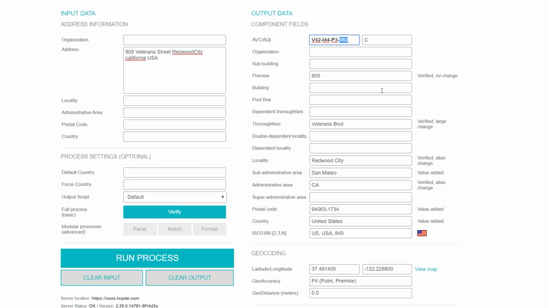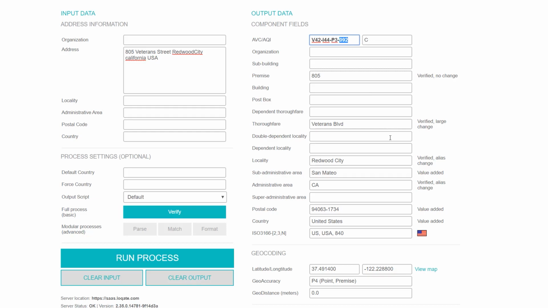The next most important part of the AVC is the match score, and this is on a scale from 0 to 100. In this case, it's 92. The 92 indicates the difference between Veterans Street and Veterans Boulevard. Things that are aliased, like Redwood City, or added, like the ZIP+4, do not impact the match score. So this is a pretty good match.